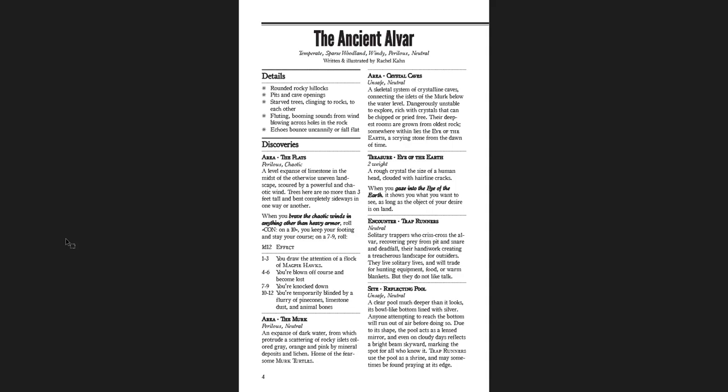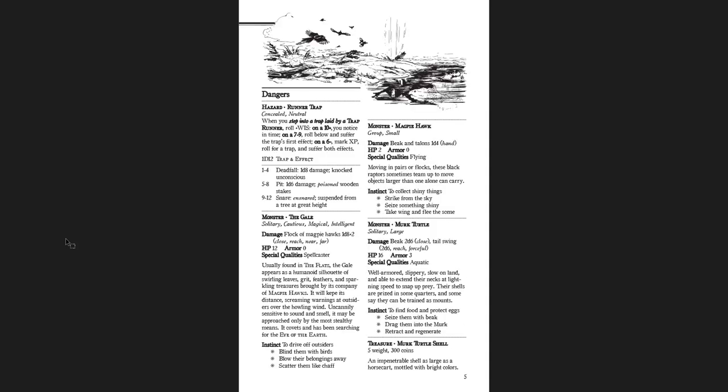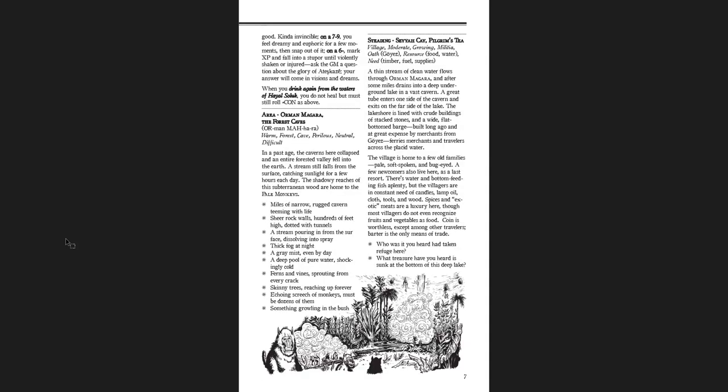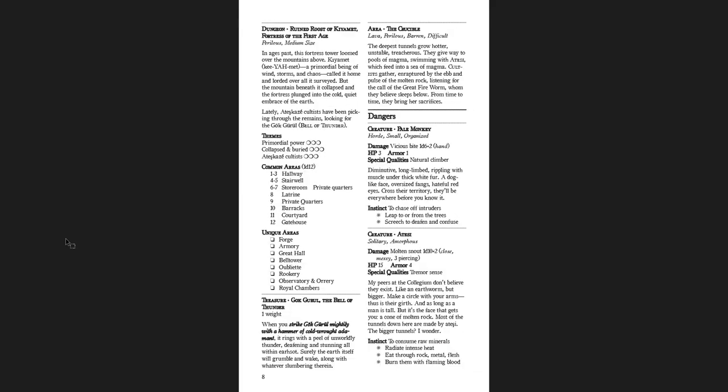The Ancient Alvar with details, discoveries, areas, treasures, and creatures. Dangers, hazards, and monsters. The Paths is in underground tunnels and caverns, unsafe, neutral, barren, and dark. With cool special caves that you can find in here, like the Orman Magara, which is the forest caves. Or the Aesthetic, Pilgrim's Tea. A dungeon, the ruined roost of Kiamet, fortress of the First Age. Kiamet, a primordial being of windstorms and chaos. And the Gokgurul is the Bell of Thunder down here.